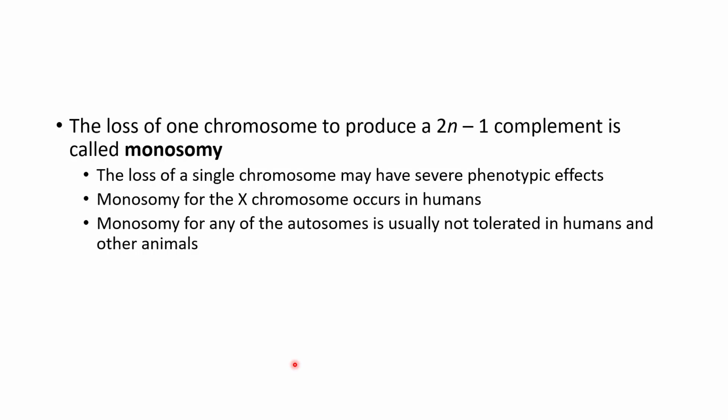This has severe phenotypic effects. Most monosomies will never develop and never be born. We talked about some monosomies on the X chromosome and why those tend to be tolerated because of X inactivation, and you can exist with 1 chromosome. But for most other autosomes, it really doesn't happen very often in humans or animals.